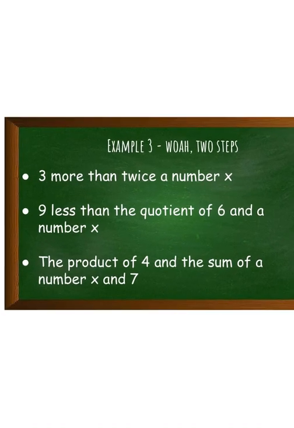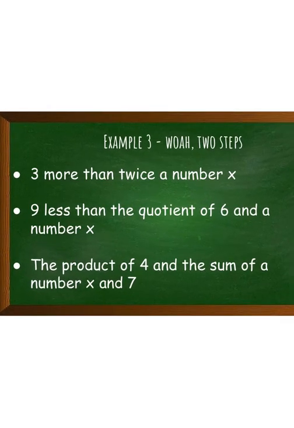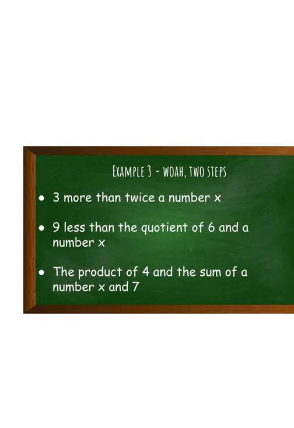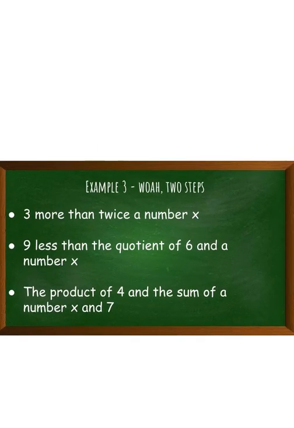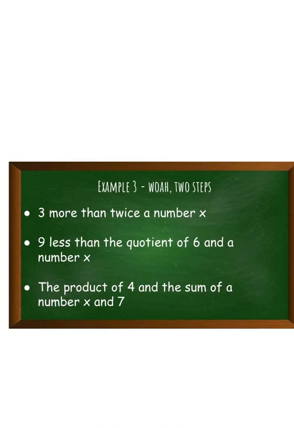Example 3. Whoa, we've got 2 steps now, okay? So these are a little bit more complex, but it'll be fine. We're going to follow the same steps, okay? For the first one, we have 3 more than twice a number x. So let's go ahead and circle 3 more than twice a number x. Now there is one more number, and that's twice, okay?